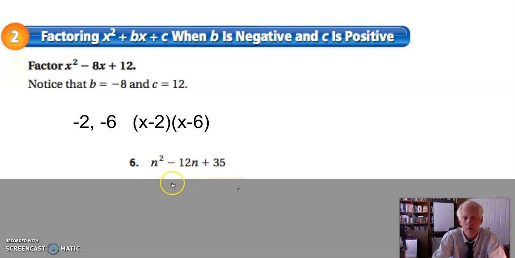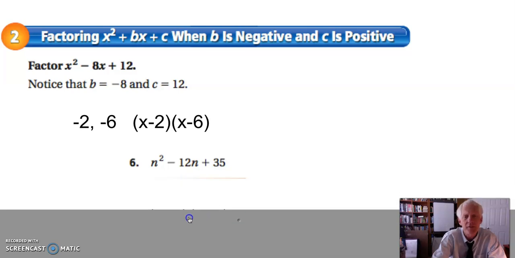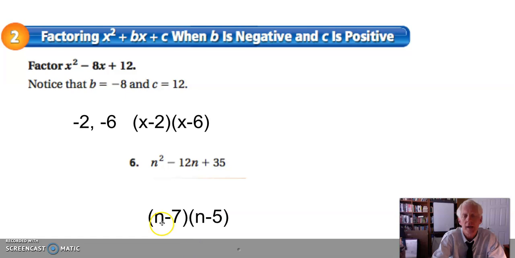And as we come back, you should have found factors of 35 whose sum is negative 12. That would be negative 7 and negative 5. Yes, n minus 7, n minus 5. That is the factored form of that trinomial. Now you could solve for 0 if that was our goal.